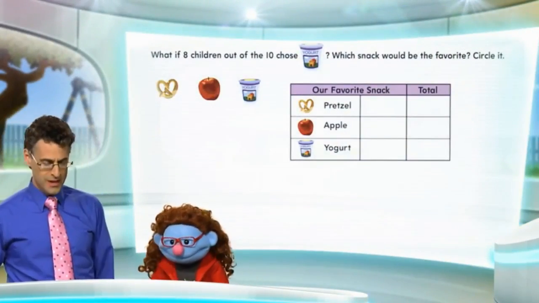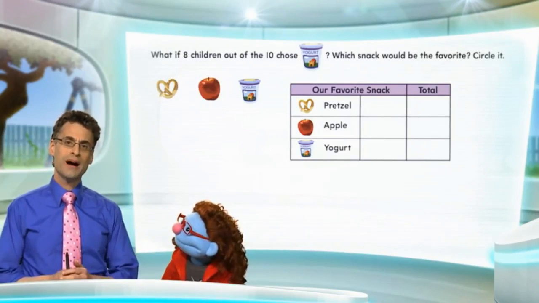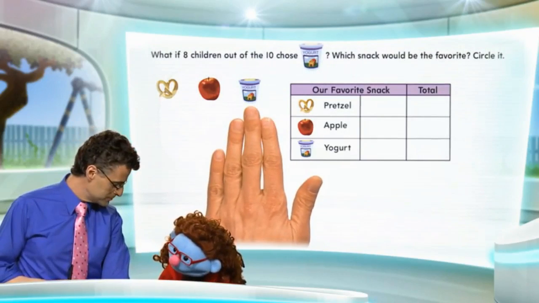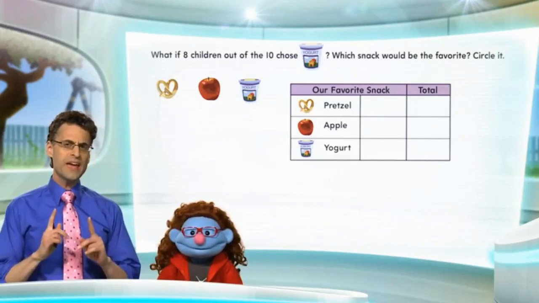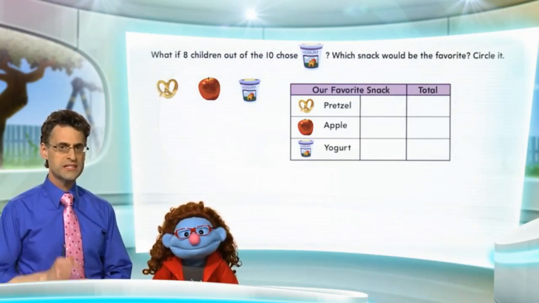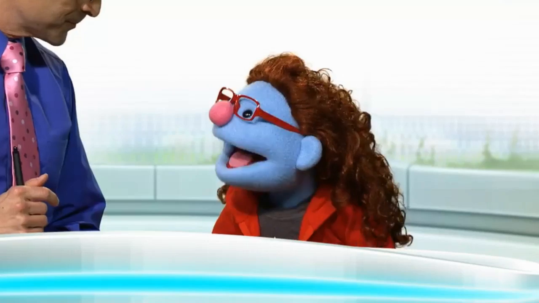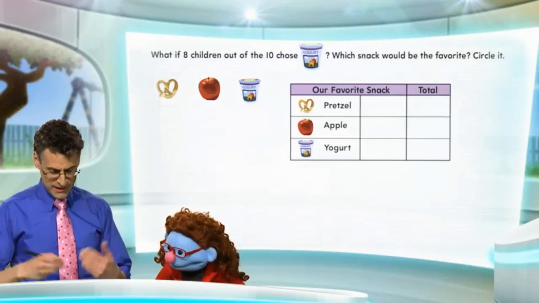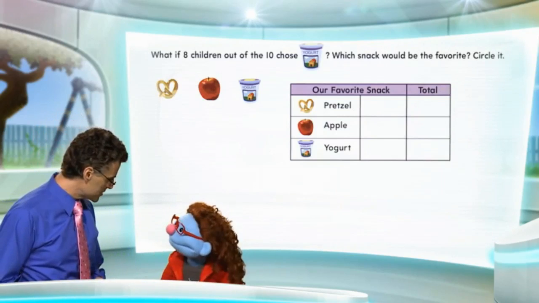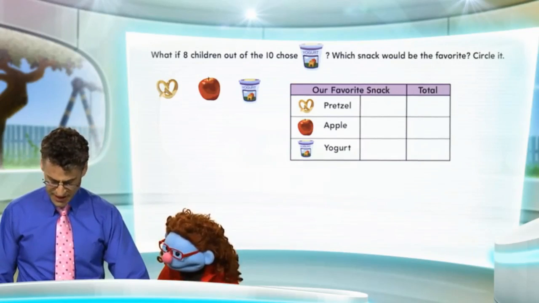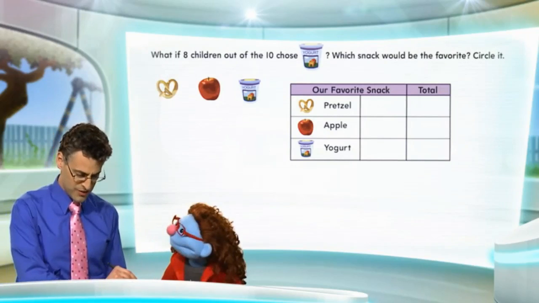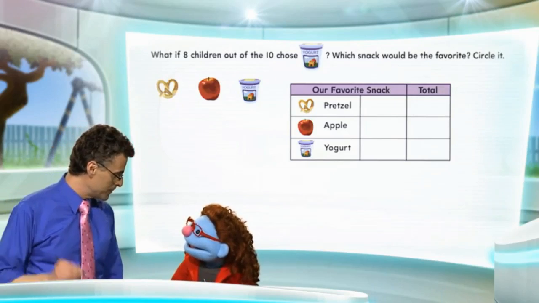Okay, here we go. So here we're going to ask people about their favorite foods given the choice of pretzel, apple, or yogurt. And here's the question. What if 8 children out of 10 chose the yogurt? What snack would be the favorite? I don't know. Well, one way to collect information is to create a tally chart and actually use tally marks. A tally mark is just where you keep track of votes one at a time until you get to 4, and then you make a gate across it, and you close it up and call it 5.